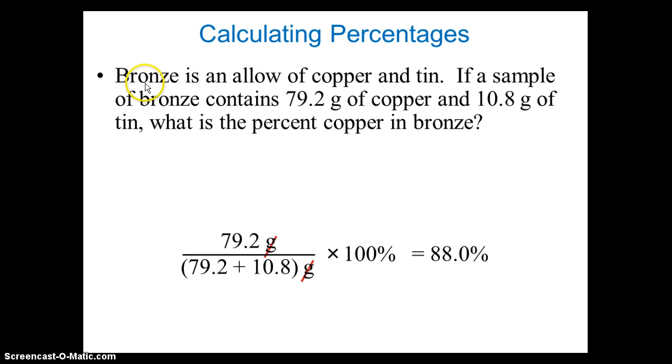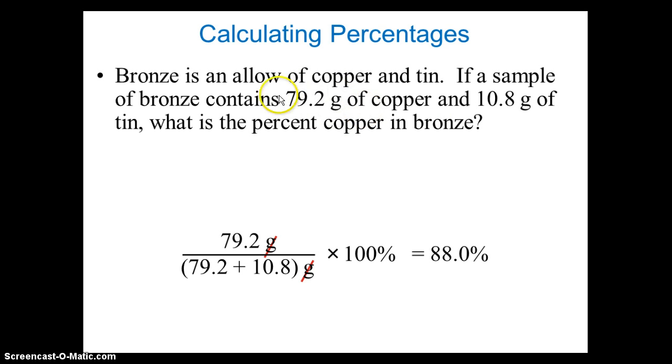Now let's take an example. Bronze is an alloy of copper and tin. There is a typo, it's alloy of copper and tin. If a sample of bronze contains 79.2 grams of copper and 10.8 grams of tin, what is the percent of copper in bronze? So bronze is what?